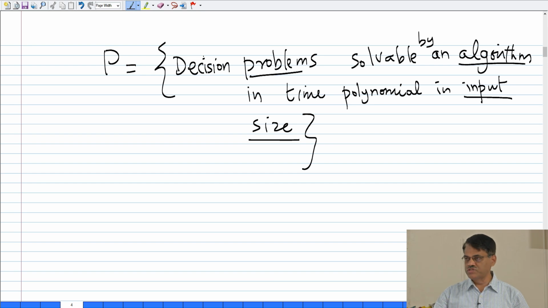So, how can I use the algorithm for the decision version to solve my optimization version? Keep querying the algorithm for different values of k. I ask, is there a vertex cover of size 1? The algorithm will say yes or no, because it is supposed to answer the decision version of the question. If it says no, I ask, is there a vertex cover of size 2? With some polynomial number of queries to this decision version, I can solve the optimization version. So, this is not a serious restriction, but for the development of this theory, we need decision problems for which the answer is yes or no. So, that is what we are going to look at.